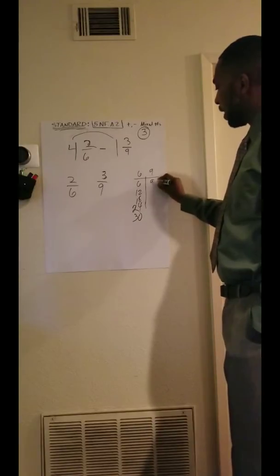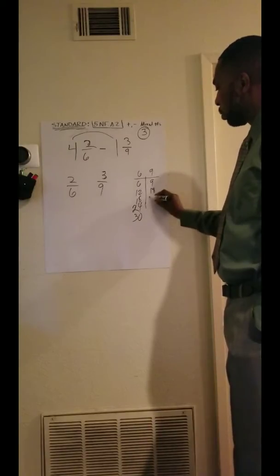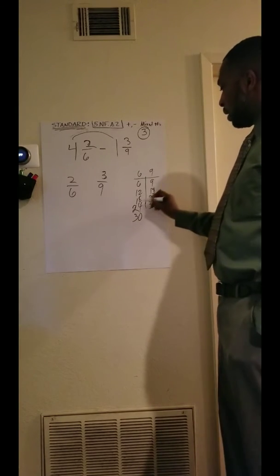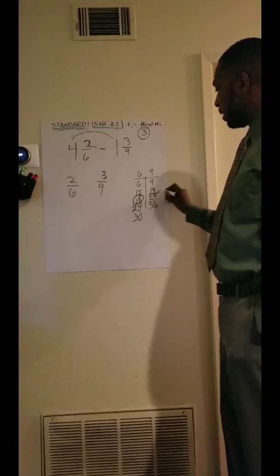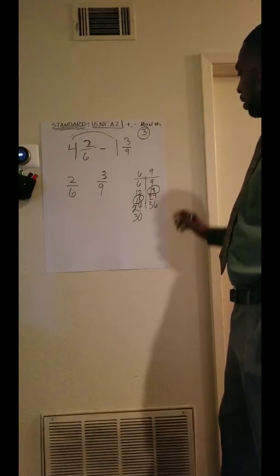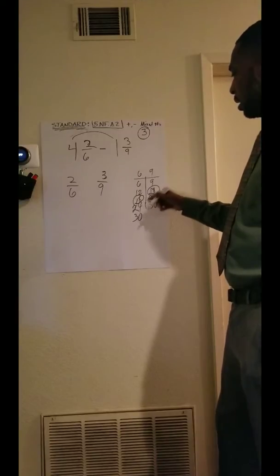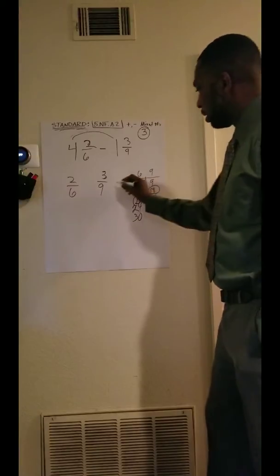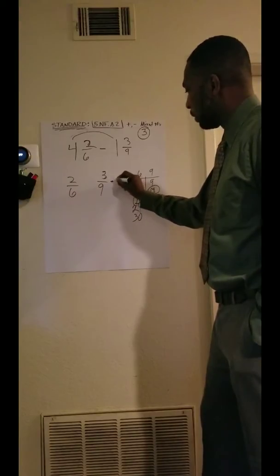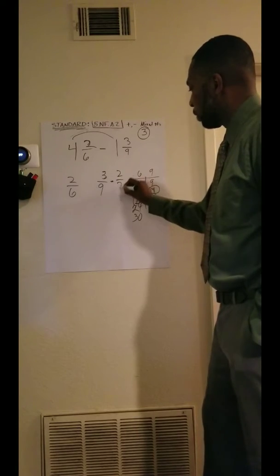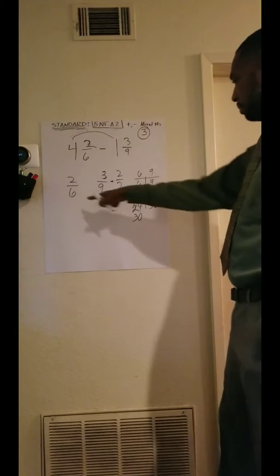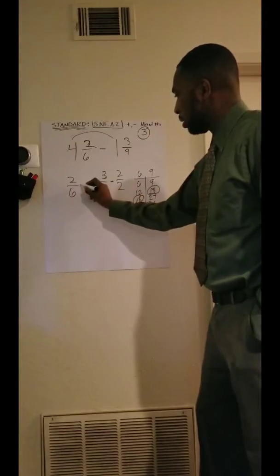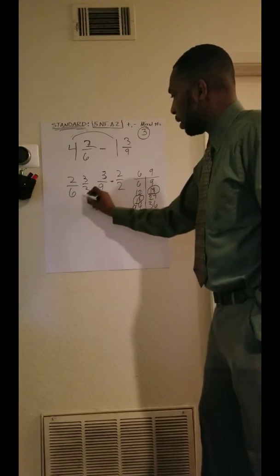9 times 1 is 9. 9 times 2 is 18. 9 times 3 is 27. 9 times 4 is 36. Okay? The least common multiple I see is 18. All right? So how did I get 18? On the 9 side, I had to multiply 9 times 2 to get 18. So I'm going to go times 2 over 2. How did I get it on the 6? 3. 3 times 6 is 18. So it's 3 over 3.